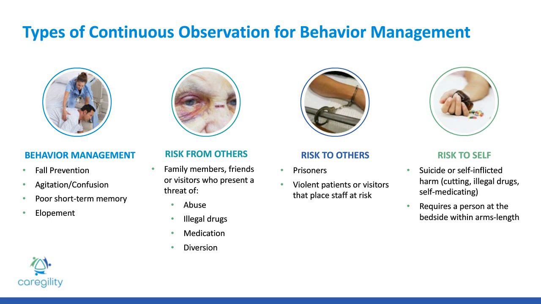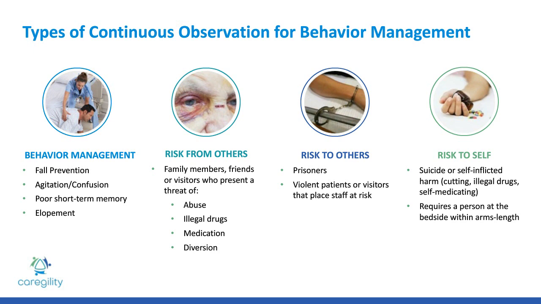There are various types of continuous observation for behavioral management. Most commonly is fall prevention, obviously. There's a high use case for that. Also confused and agitated patients, poor short-term memory, and some elopement behaviors. Continuous observation can also be performed for other things around behavior, such as family members or friends or visitors who present a threat of abuse or illegal drugs, diversion of medications, those kinds of things.